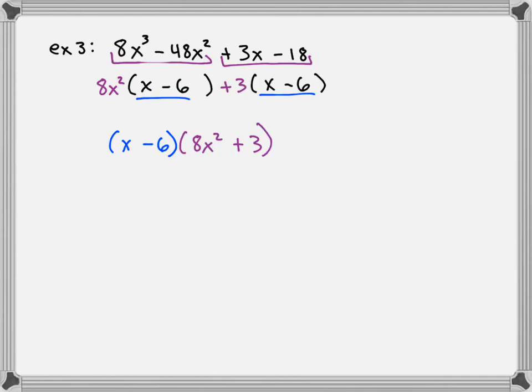Again, when you check your answer sheet on your homework, it might be listed in the other order, 8x squared plus 3, and then the x minus 6. But again, we know the order in which you multiply doesn't matter, so either one of those would be accepted.